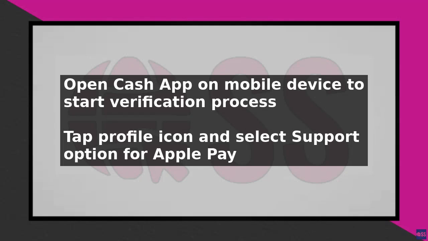To verify Cash App for Apple Pay, start by opening the Cash App on your mobile device. Tap on the profile icon located at the top left corner of the screen. Then select the Support option. From the Support menu, choose the Apple Pay option, and then tap on Add to Apple Wallet.